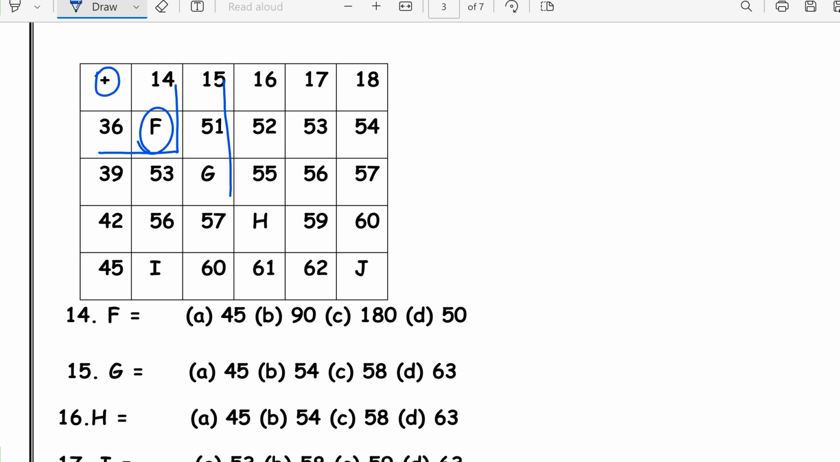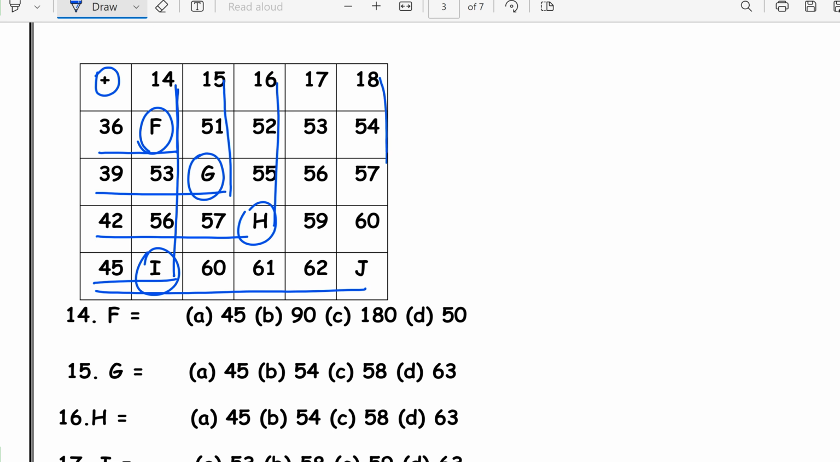The one at the top, the far top, and the one at the far left to get your G. And same thing you do for H, which is 16 and 42. Then for I, it will still be 14 and 45. J will now be 45 plus 18 to get your answer. So that is how we sort out this sample. I believe you can add this and get your answer.